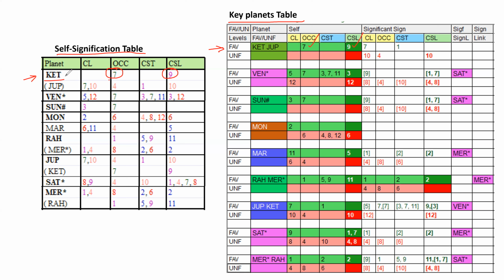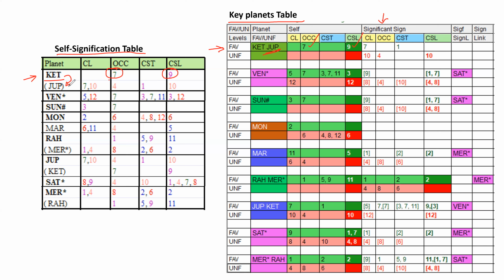You can see Ketu's second planet, Jupiter. Jupiter is given as the second planet next to Ketu in this table. Jupiter's houses are given under the significant sign column. I will tell about what the significant sign is. We discussed earlier what the significant sign is, but in this column, which houses are signified, I will also explain that.